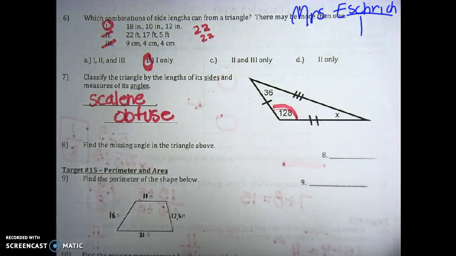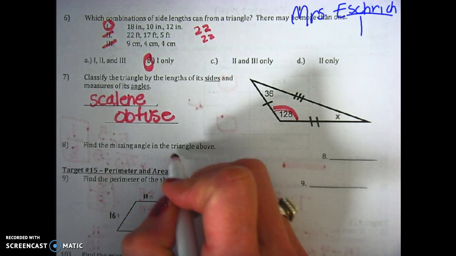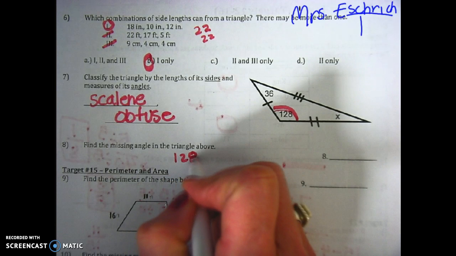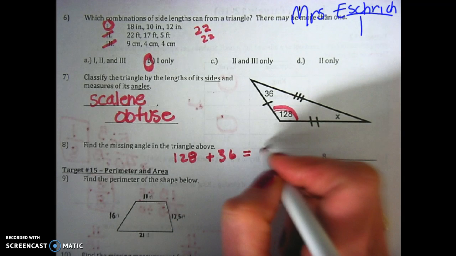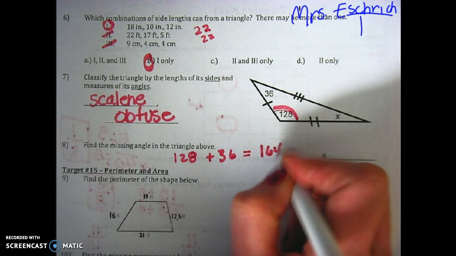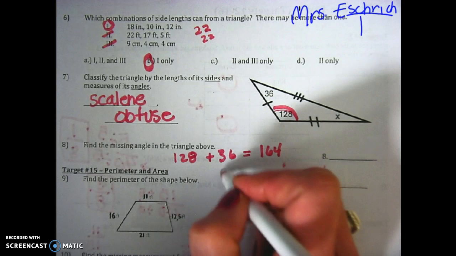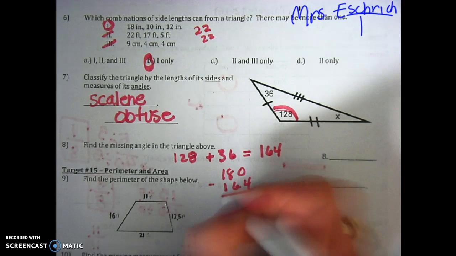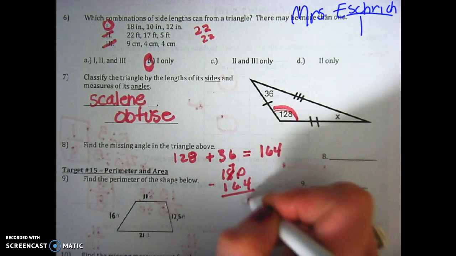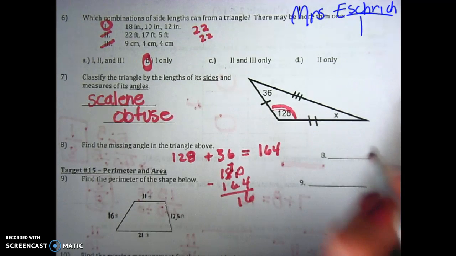Find the missing angle. You got this. We're going to go 128 plus 36 equals 164. Okay, then we take 180 minus 164. You get 16 degrees.